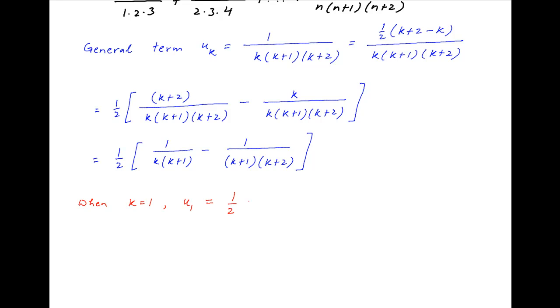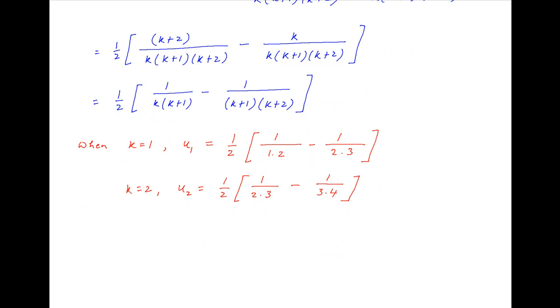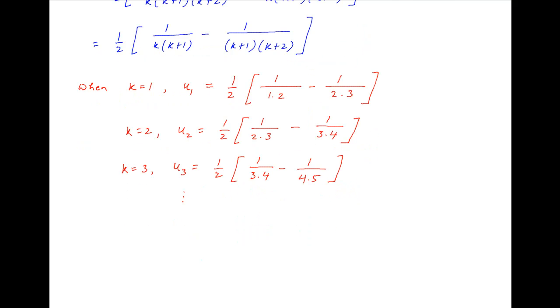Now when k is equal to 1, u1, which is the first term, is equal to half of, in brackets, 1 upon 1 times 2 minus 1 upon 2 times 3. Similarly, when k is equal to 2, the second term of the series u2 is equal to half of, in brackets, 1 upon 2 times 3 minus 1 upon 3 times 4. When k is equal to 3, u3 is equal to half of 1 upon 3 times 4 minus 1 upon 4 times 5. And so on and so forth.